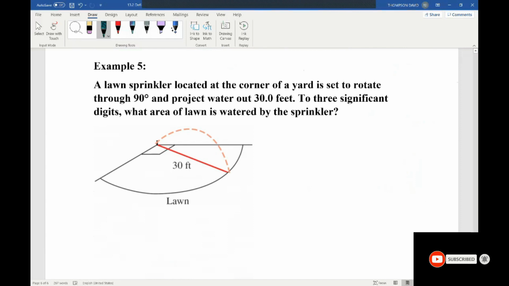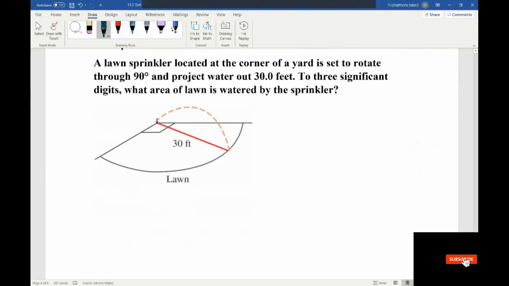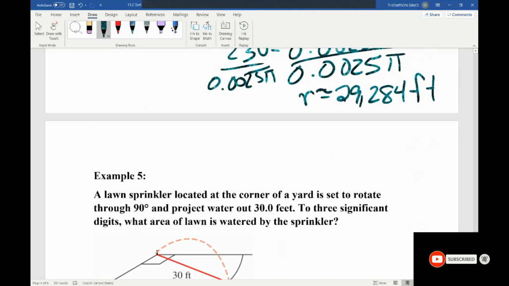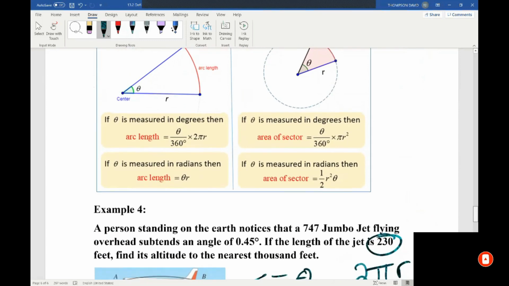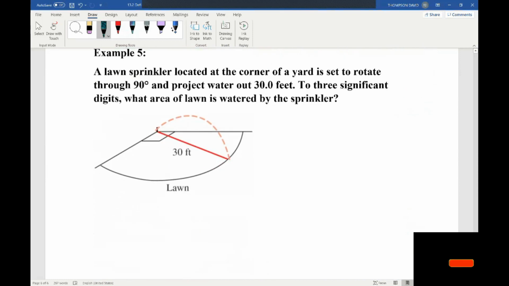Example 2, a lawn sprinkler. A lawn sprinkler located at the corner of a yard is set to rotate through 90 degrees and project water out at 30 feet. To 3 significant digits, what area of the lawn is being watered by the sprinkler? So first, we are in degrees, so we need to use the degree formulas, and we use area of a sector. So we'll say 90 degrees divided by 360.